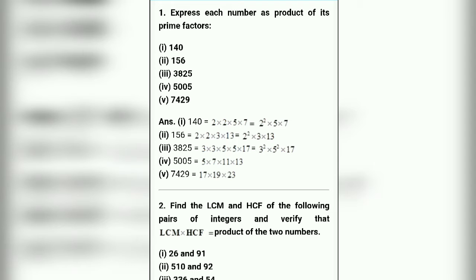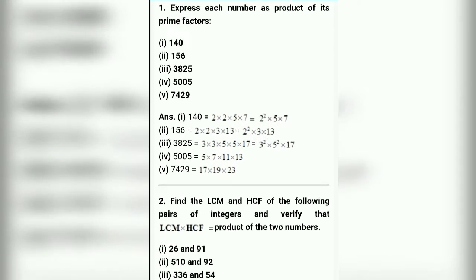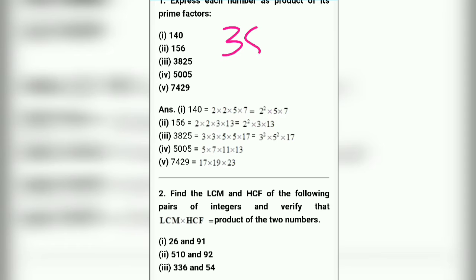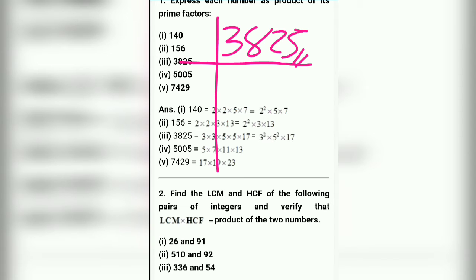Then the next number is 3825, so we find the prime factorization of 3825. Here at last we have 5, right? So we can divide this number by 5. The last digit is 5, so we can divide this number by 5.